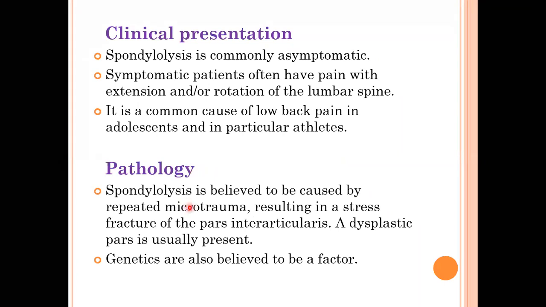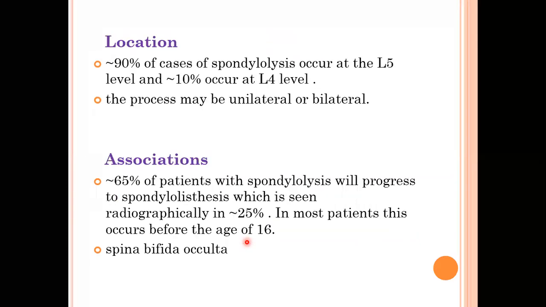Pathology: spondylolysis is believed to be caused by repeated microtrauma resulting in a stress fracture of the pars. A dysplastic pars is usually present. Genetics are also believed to be a factor. Location: about 90% of cases of spondylolysis occur at the L5 level and 10% occur at the L4 level. The process may be unilateral or bilateral.